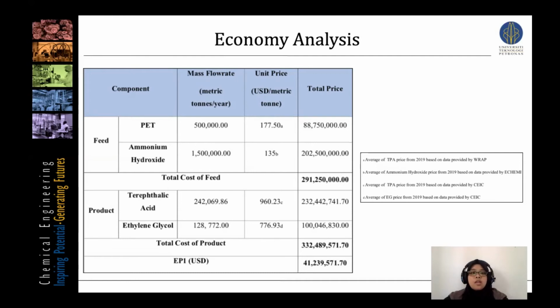So let's look at our economic potential 1. Economic potential 1 will cover the total cost of product and also the total cost of feed. To be able to have a positive number for economic potential 1, your cost of product must be higher compared to your total cost of feed. This is where we will see that our plant design is profitable.